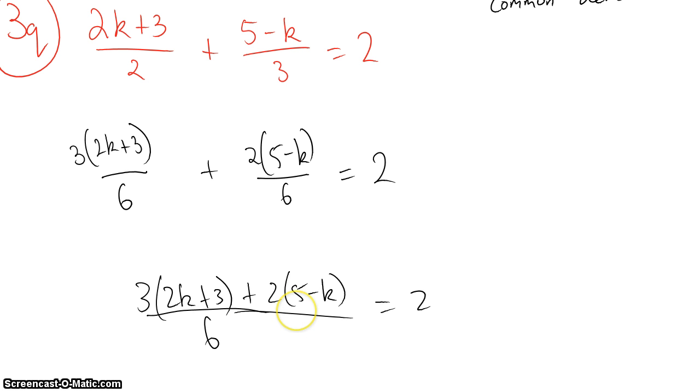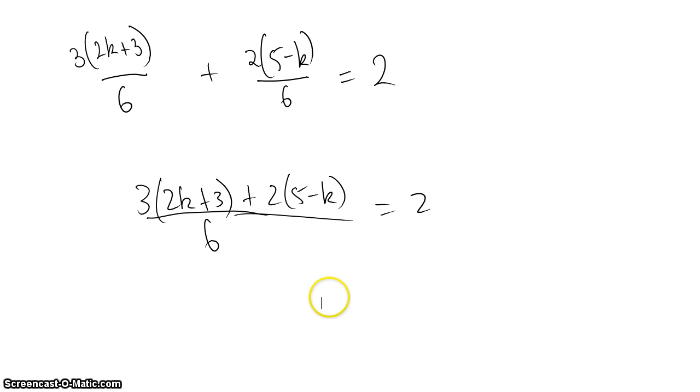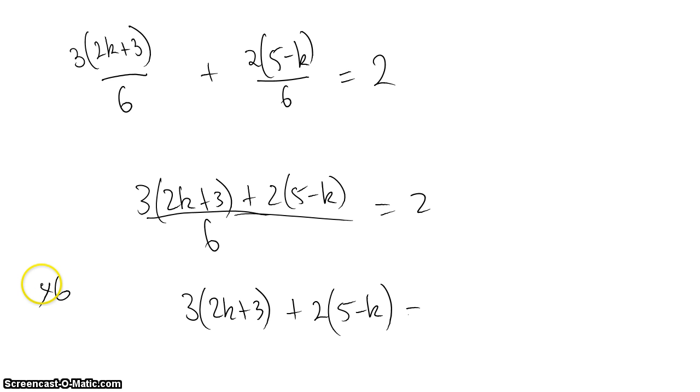Now I can just go about solving the equation. I need to get rid of the fraction, so I'll multiply both sides by 6. So that's 2k plus 3 plus 2 times 5 minus k equals 12. Now I can just go about solving this equation.